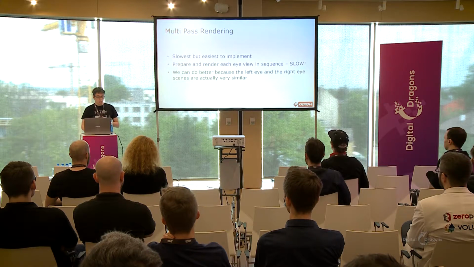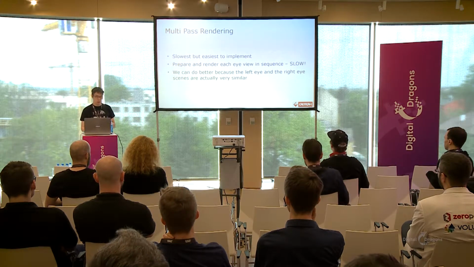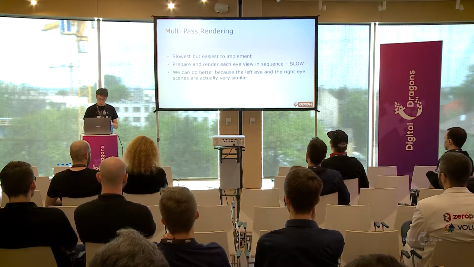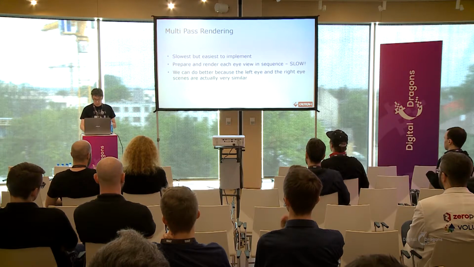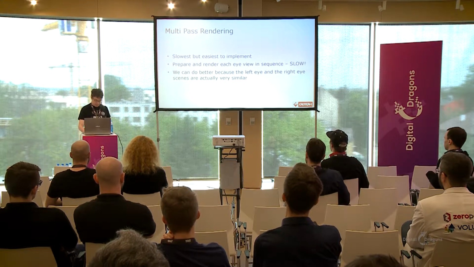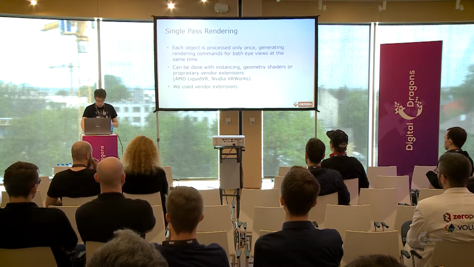Now the question is, is it possible to have both high performance and higher visual fidelity? Well, in a way, yes. The reason for this is although the rendered scenes are different, because we have stereoscopic vision, they're also very similar. Both scenes for both eyes mostly contain the same objects, with just some that are visible only on one eye. And we'll base our optimizations on this fact.